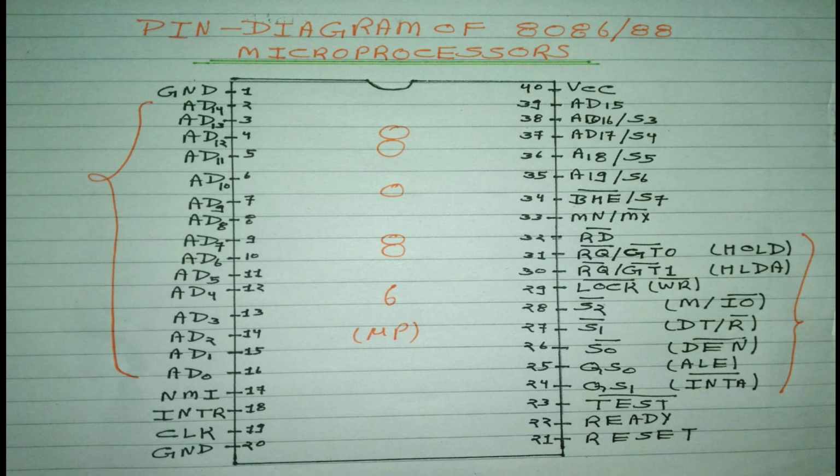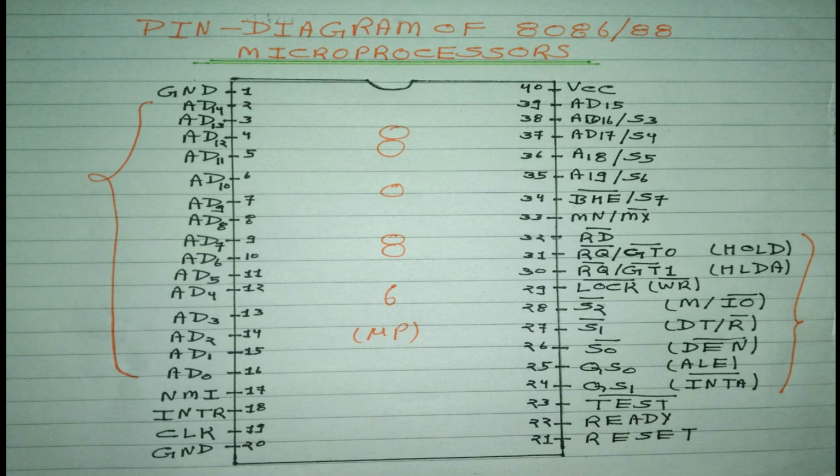As you can see, the pins in small brackets, from pin number 24 to 31, are under minimum mode, and those outside the small brackets are in maximum mode. Okay, let us start the diagram of 8086, which is shown in the lecture. There are two ground pins and one VCC pin.